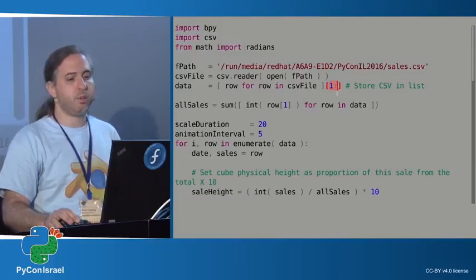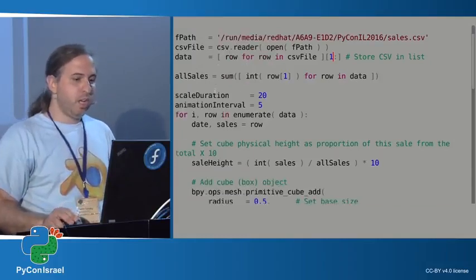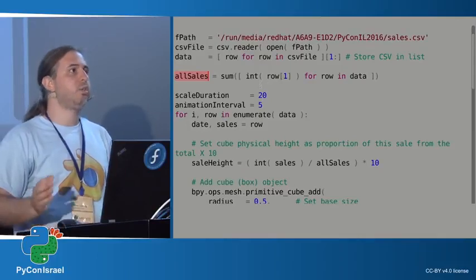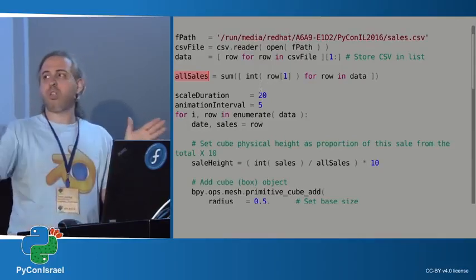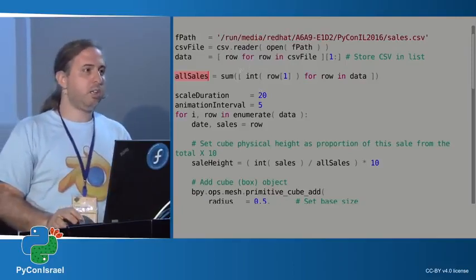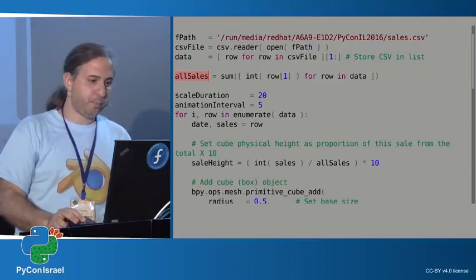Okay, so this starts from 1. This is why the slicing here is performed, to just ignore the titles. And this little line here just summarizes the sales so that we can have a total count of the sales that we can then normalize our sales with accordingly.